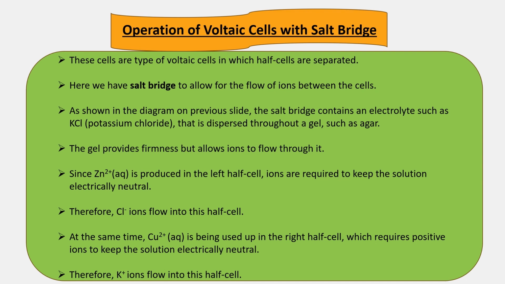Since Zn2+ aqueous is produced in the left half cell, ions are required to keep the solution electrically neutral. Therefore, chloride ions flow into this half cell. At the same time, Cu2+ is being used up in the right half cell, which requires positive ions to keep the solution electrically neutral. Therefore, potassium ions flow into this half cell.